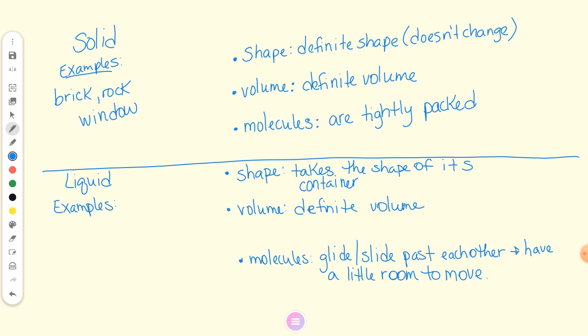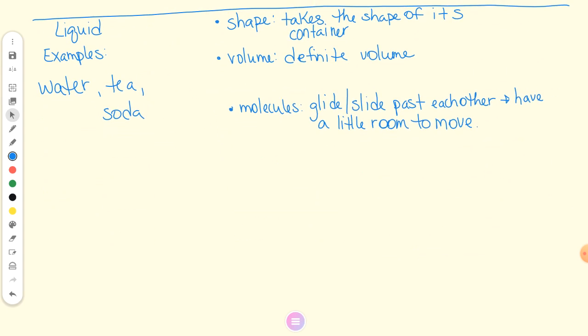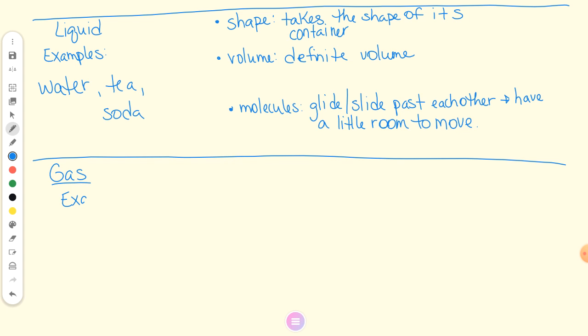Okay, we have one more. Oh, examples. Maya. Water. I'm just going to list some. Water, tea, soda. There we go. 3 examples. Moving on to gas. Set it up the same. 3 bullet points and some examples. Shape, volume, molecules.